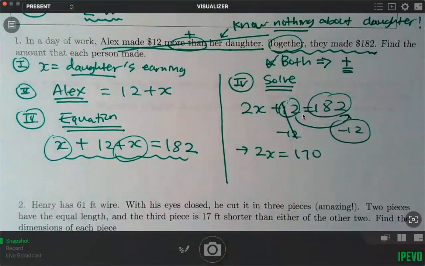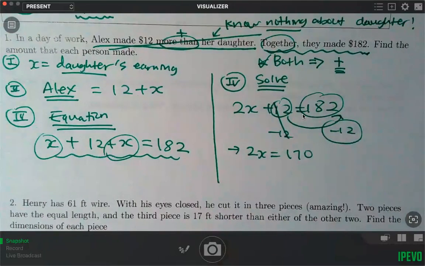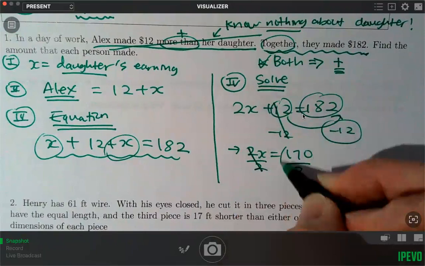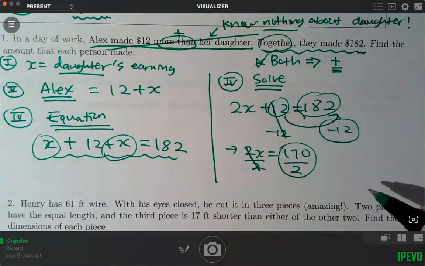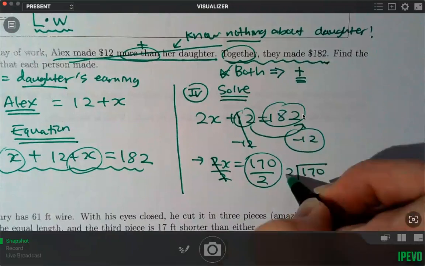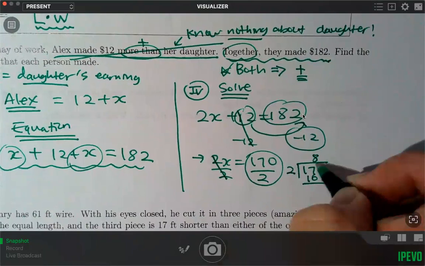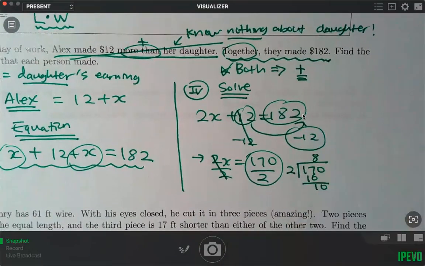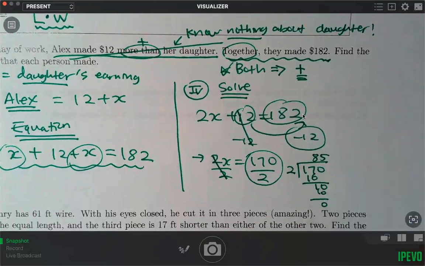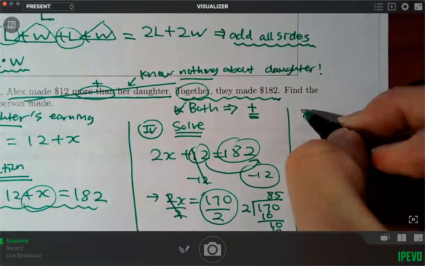Okay. And then divide by 2. So now we get 170 over 2. Let's see what happens when we divide. So 170 divided by 2. So what do you have? 8, and then 16, and 10, 5. So 85. Okay, so 85.